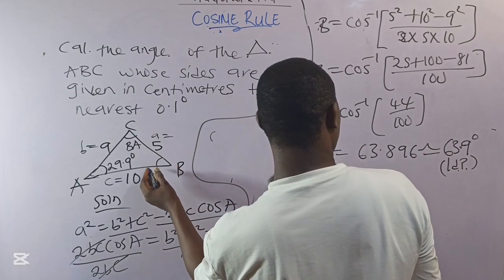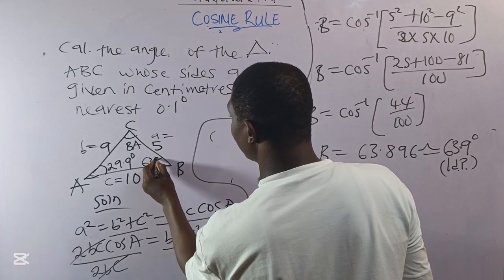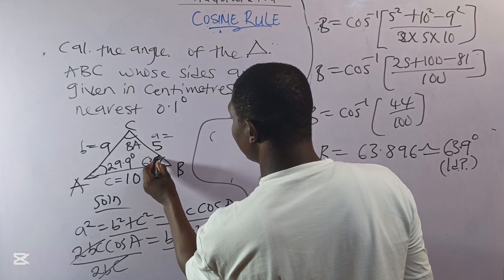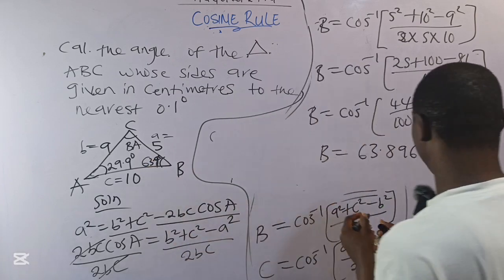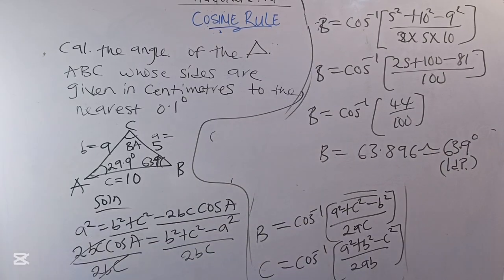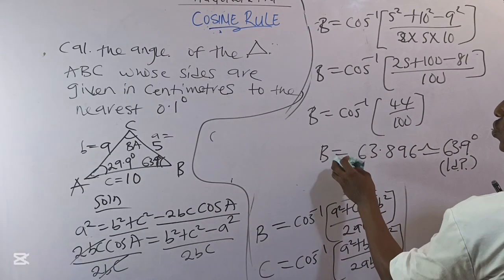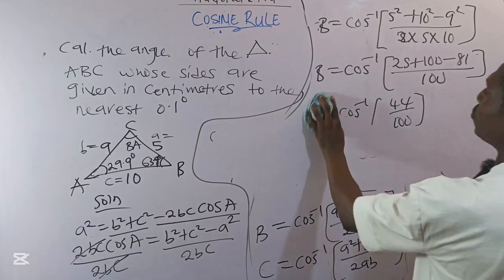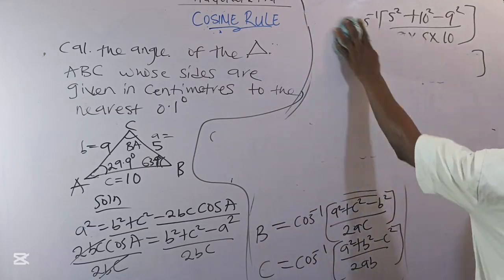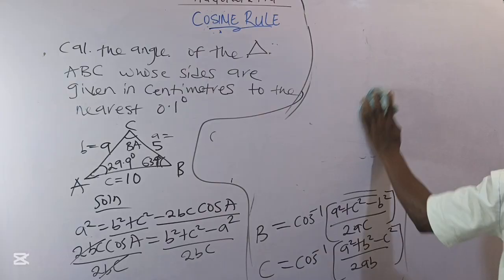So this becomes 63.9 degrees. And for the third, since I've gotten my 2 angles known, I can get the third angle by using the sum of angles in a triangle, if I choose to.